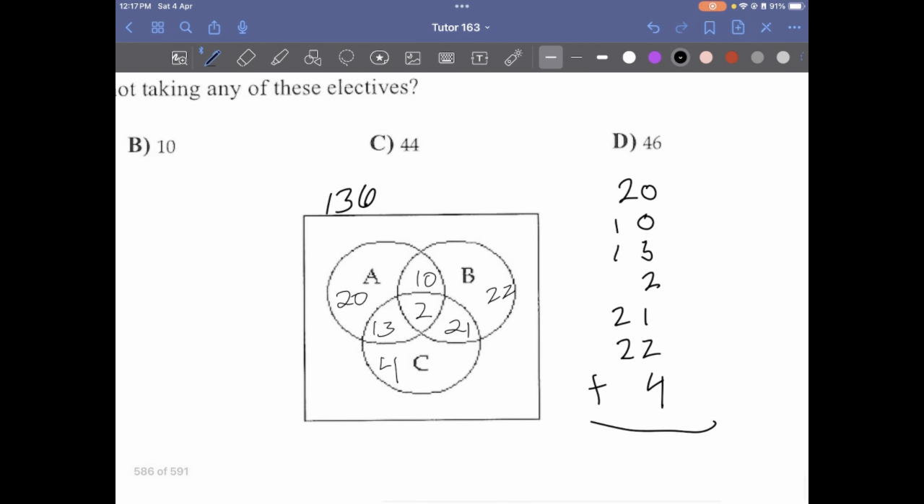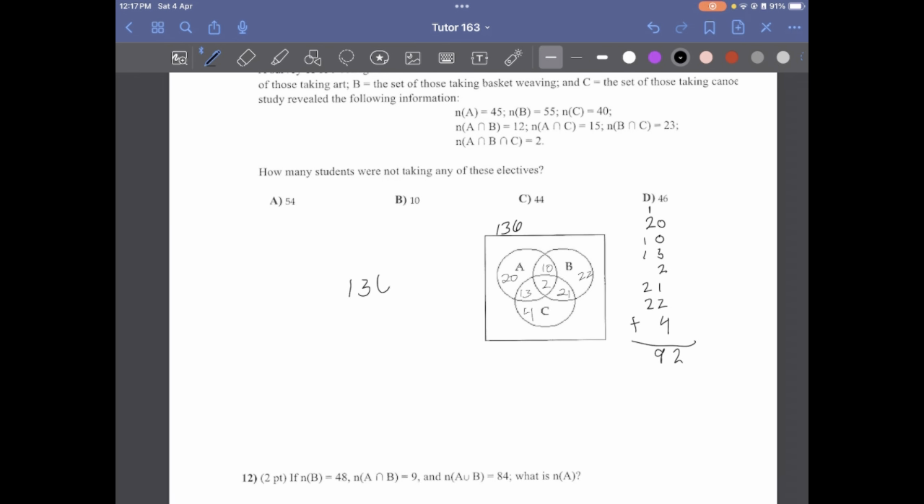So 3 plus 2 is 5. 3 plus 2 is 5, plus 1 is 6, plus 2 is 8, plus 4 is 12. 1 plus 2 is 3. 3 plus 2 is 5, plus 2 is 7, plus 2 is 9. So it's 92. Now we're going to subtract 92 from 136. That is 6 minus 2 is 4. 13 minus 9 is 4. So answer is 44. There is other way to do it, but you have to actually know like how to maneuver these without graphing it. My easiest way is to actually graph it.